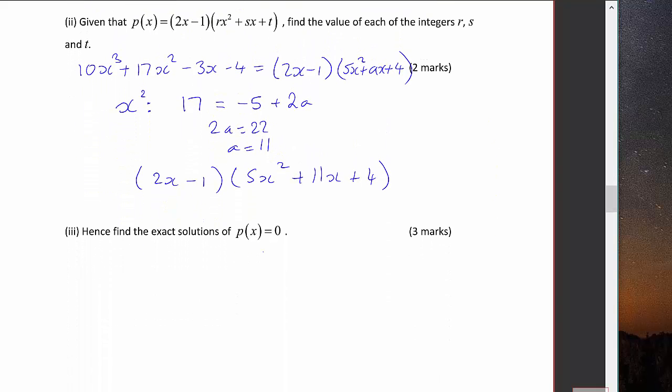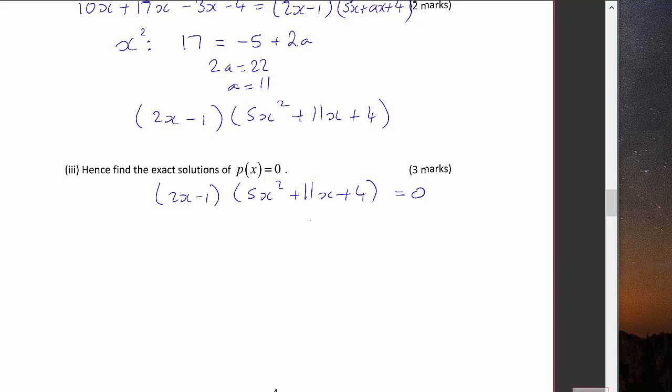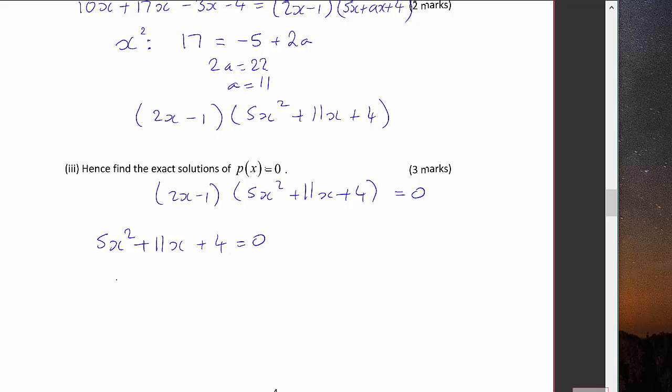Hence find the solutions to p of x is 0. So we've got 2x minus 1 times 5x squared plus 11x plus 4 is equal to 0. So obviously the linear bracket here can be 0. But if we need to consider the quadratic, no, it doesn't factorize. We wouldn't have to look that long to see that.